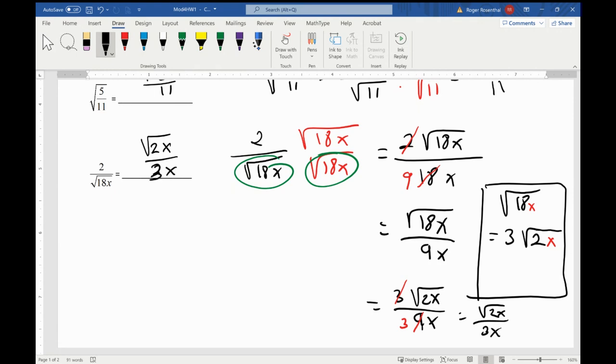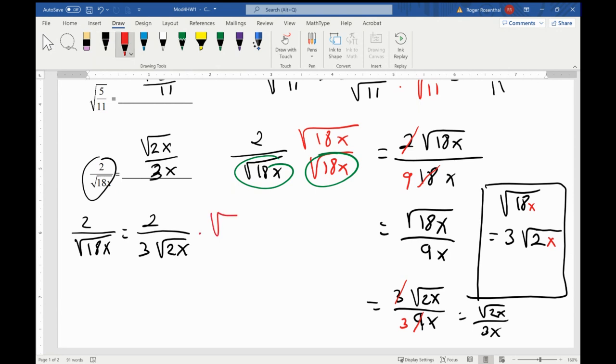Now, there is another way you could do it. There's nothing wrong with what we did, but there's another way you could do it. You could take the original expression, and you could first do the factor tree, which makes the denominator 3 times the square root of 2x. Then you do what we did before. You multiply the top and the bottom by just the radical that's in the denominator. Notice I'm not multiplying by the 3, just the radical part.